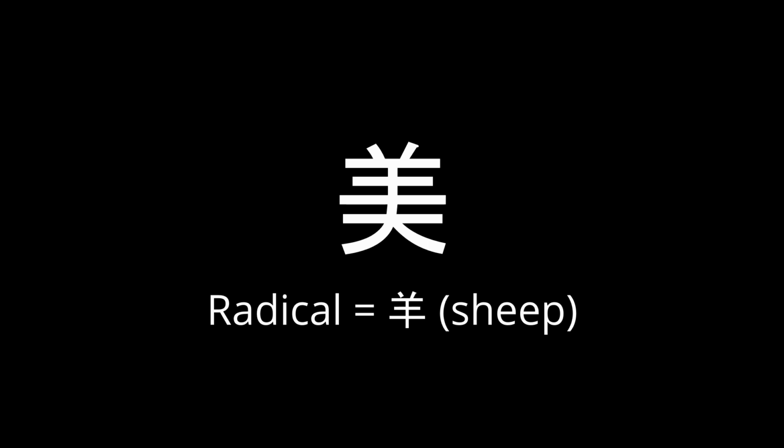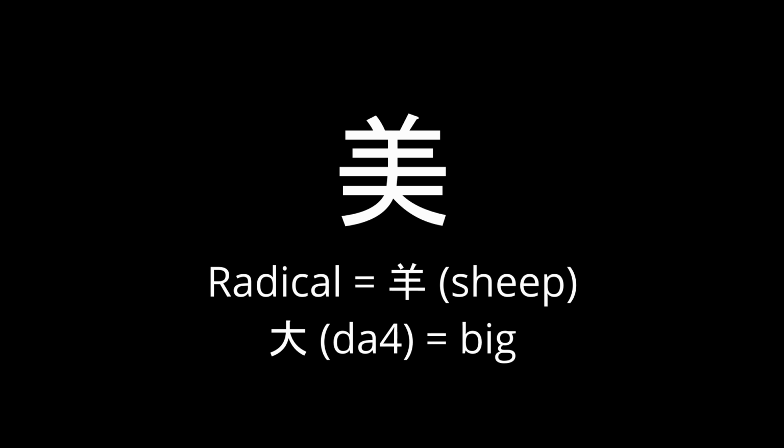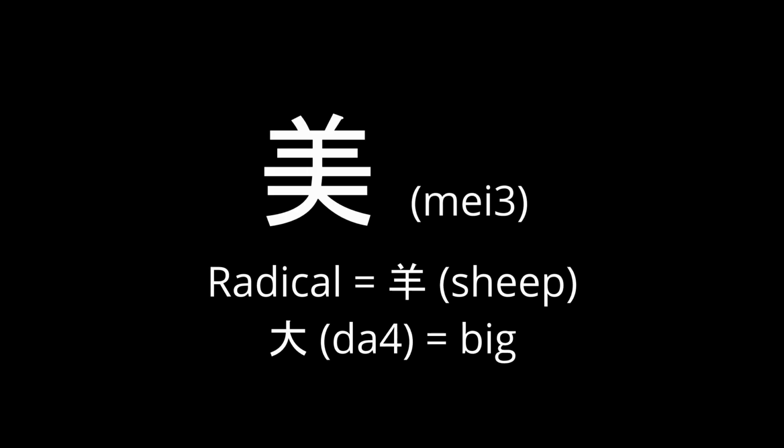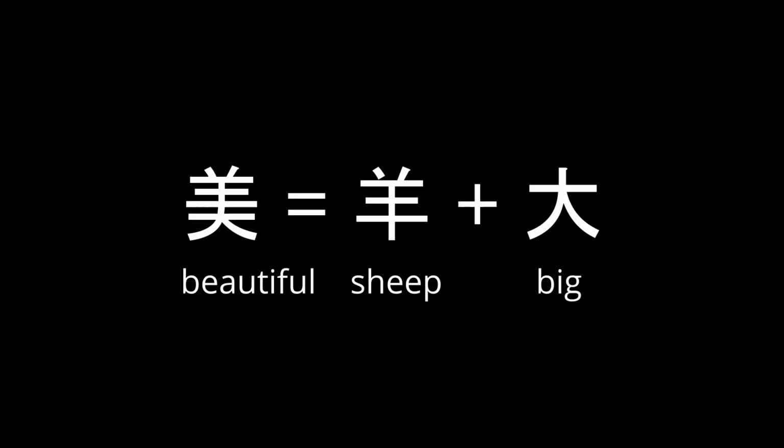Let's look at an example. Mei, meaning beautiful. The radical for this character is yang, meaning sheep. If we use the radical to break down and understand the character, we would assume that the meaning of mei, beautiful, has something to do with sheep, and the other component, da, meaning big, is either a sound component or another meaning component. Because da sounds nothing like mei, this has led people to believe that the meaning of beautiful is derived from the meaning of big plus the meaning of sheep.